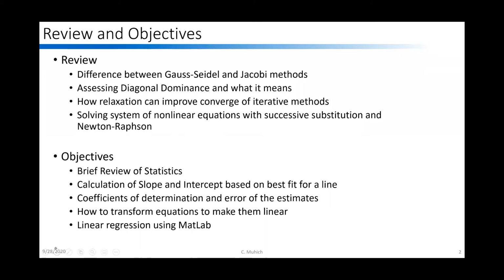Today, with our new unit, we're going to start off with a brief review of statistics. This is going to help us formulate our line fitting problems. Then we'll talk about calculating slopes and intercepts for a line to best fit the data. Then we'll talk about coefficients of determination and error estimates for that fit line. And then we'll talk about how we can take equations which are not linear and make them linear, and therefore how we can fit those lines. And lastly, we'll apply this to a problem in Matlab.